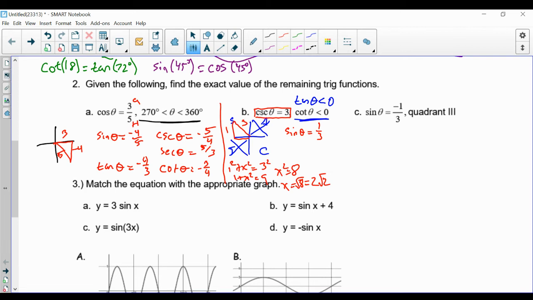Okay, so that's what this third side is, but it is negative. So don't forget the negative sign. I know it's kind of hard to see there, but it's negative because we're going to the left. Okay, so we have all 3 sides, which means we can go ahead and finish off this problem. So we have cosine of theta equals negative 2√2/3, adjacent over hypotenuse, and then tangent of theta would be 1 over negative 2√2, which means I have to rationalize.